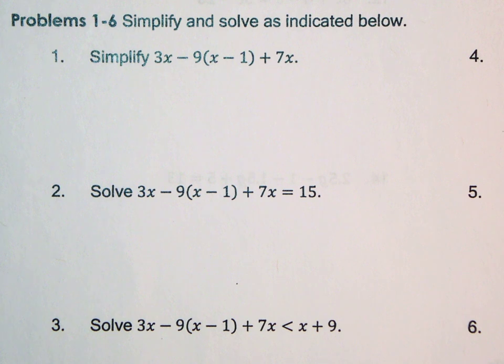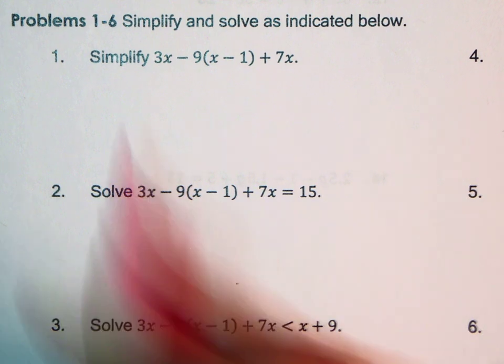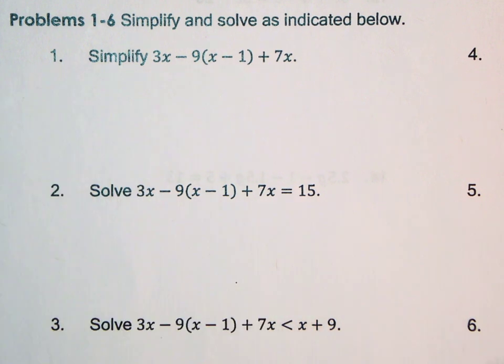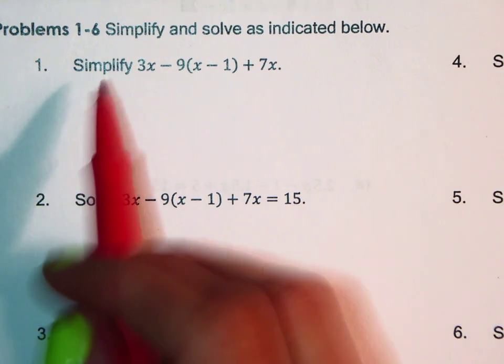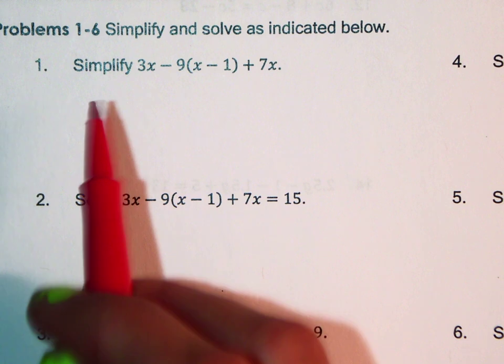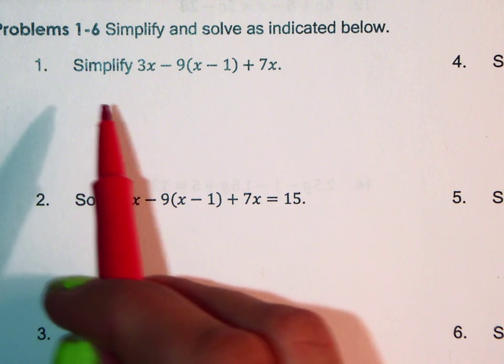Okay, so we are going to do the review. I don't know if I'm going to do every single question because I don't want the review to be forever long. Now this first one says simplify, so make sure you pay attention to the vocabulary on what you're supposed to do. So remember, for simplifying, it means you distribute and combine like terms.